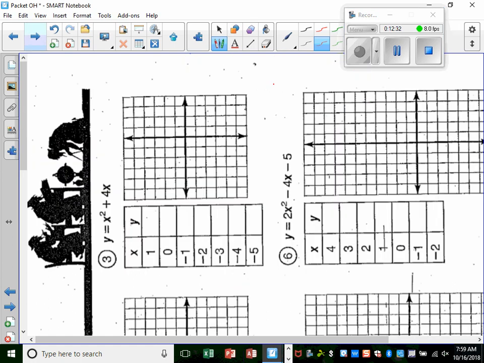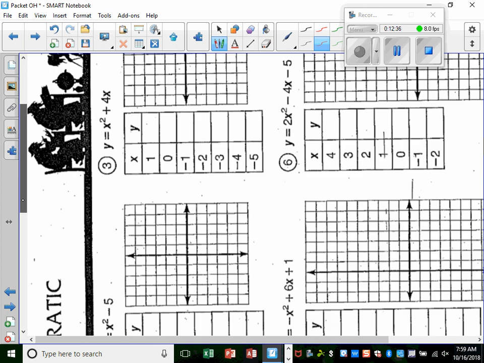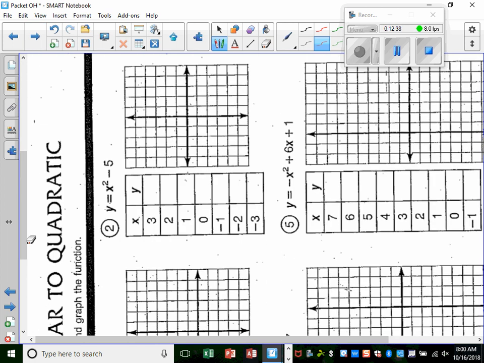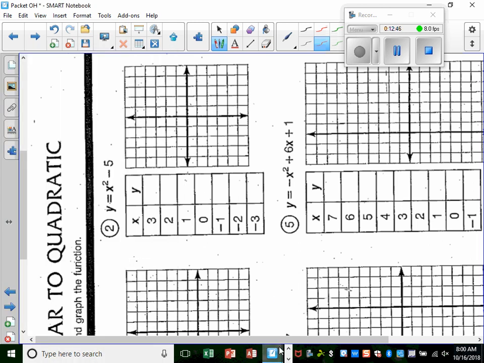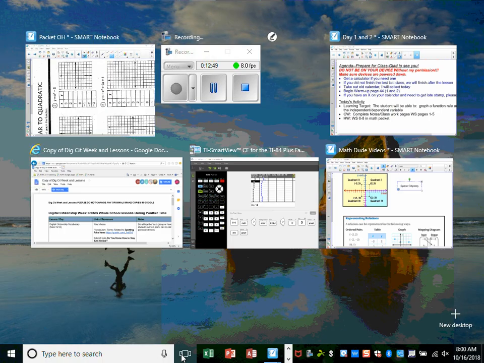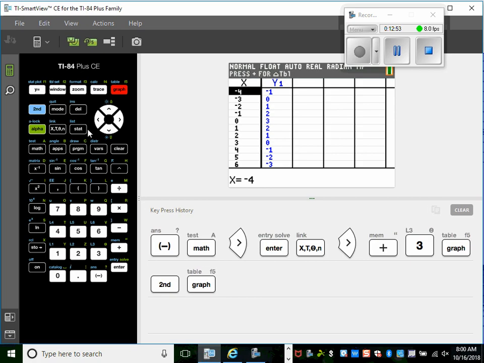Move on to this page. Now this page here is where we're going to be doing some graphing. Okay, so I'm going to just pull up the graphing calculator, and what you're going to do is you're going to do some nice graphing with tables. All right, so have your calculators on. I'm going to clear this out.